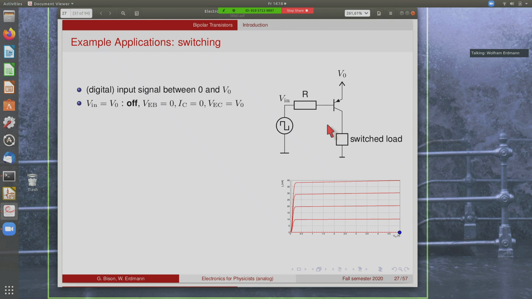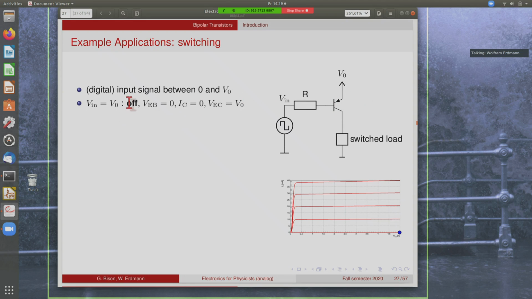So let's look at a transistor used for switching a load, like a lamp or some other device. We have a digital signal that switches between 0 and the supply voltage, and we want to use it to turn on a load. So when the input voltage here, which can be the output of some computer, for instance, is high, so when this node is at the supply voltage, then this one is high. So we have no voltage across the base emitter diode, and this PNP transistor is off.